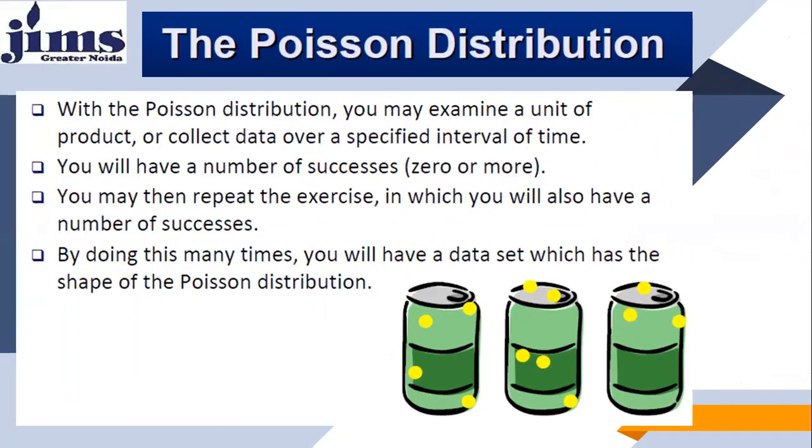With the Poisson distribution, you may examine a unit of product or collect data over a specified interval of time. Then you will have a number of successes, 0 or more. You may then repeat the exercise, in which you will again have a number of successes. By doing this many times, you will have a data set which has the shape of the Poisson distribution. So these four points are also important as far as the Poisson distribution is concerned.